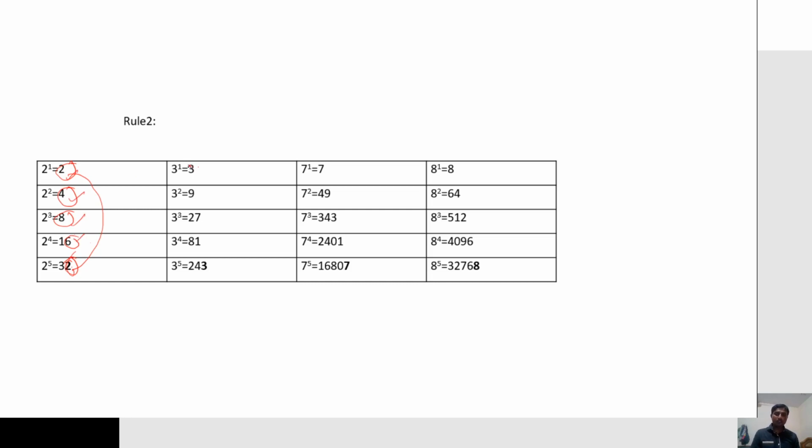Next, in case of 3: 3, then 3 squared gives 9, then unit digit 7, then unit digit 1, and again repeat unit digit 3. First unit digit 3, next 9, 7, 1 and repeat 3. Okay, in case of 7, same here: 7, 9, 3, 1, and 7 repeats again. Okay, this is called cyclicity. Why cyclicity? The unit digit repeats again after 4 digits.